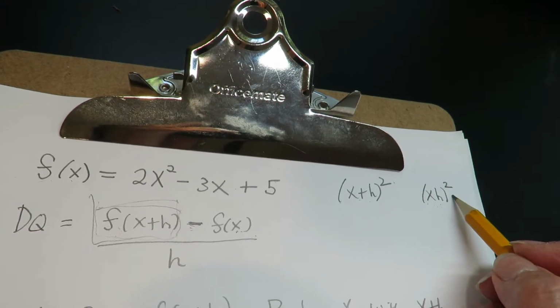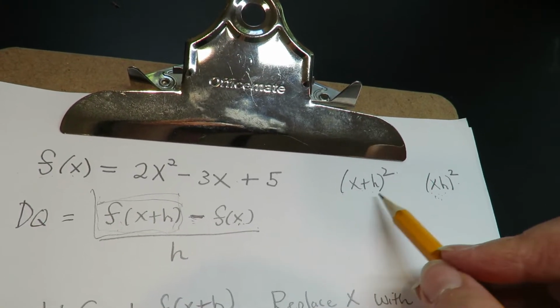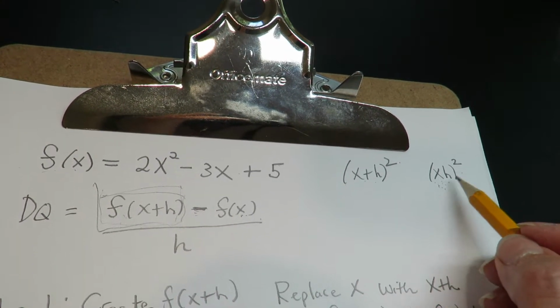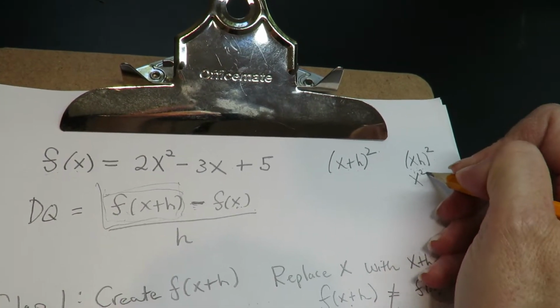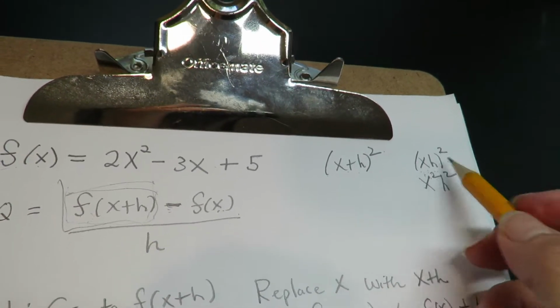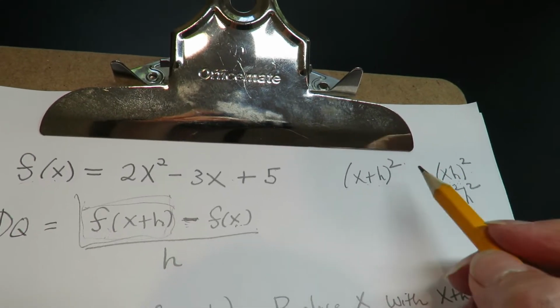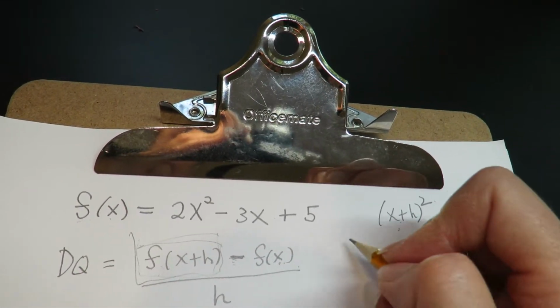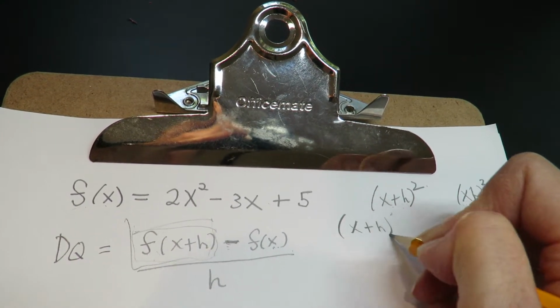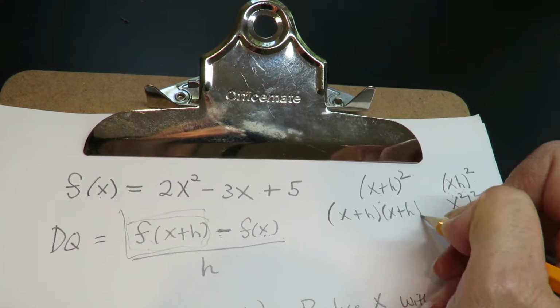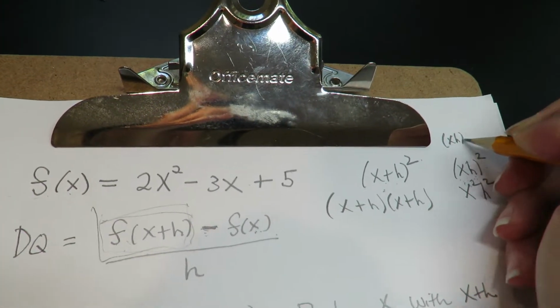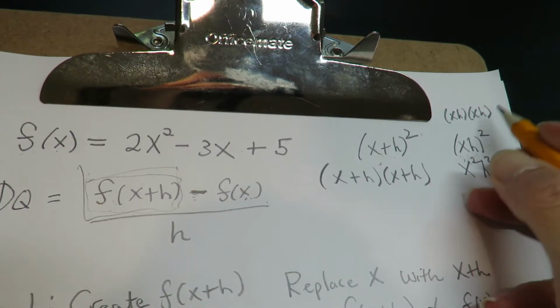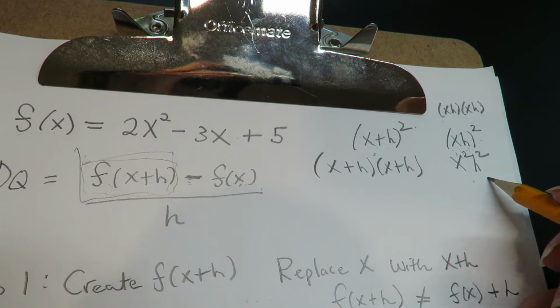x times h squared is a lot easier to do than x plus h squared. x times h squared is x squared h squared because this is a product. This is a sum, which means you have two of these, just as you do have two of them over here too, if that's how your brain sees it. You do have two here also, and then x times x is x squared, h times h is h squared.